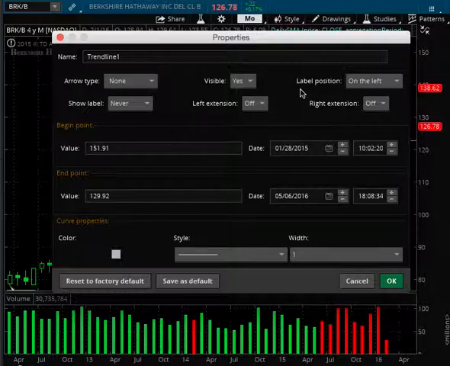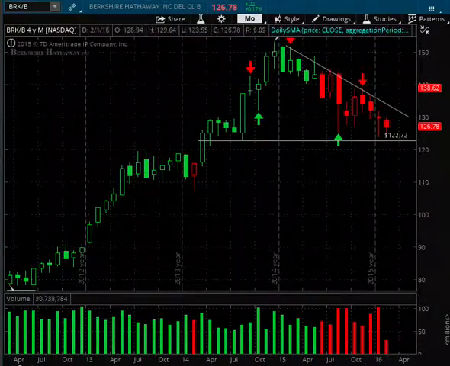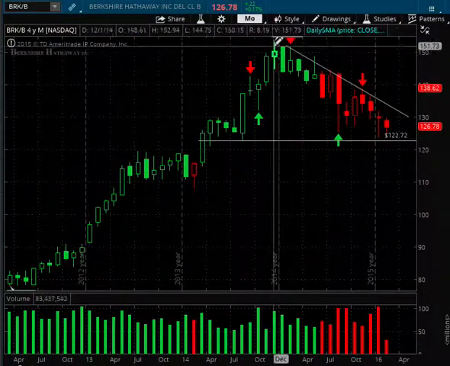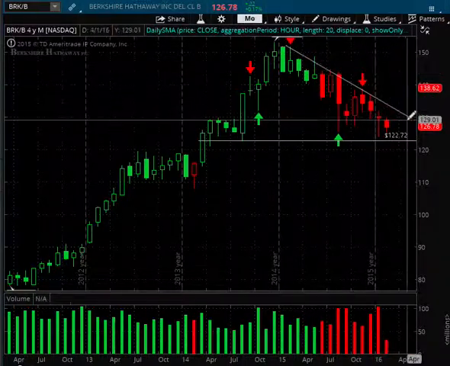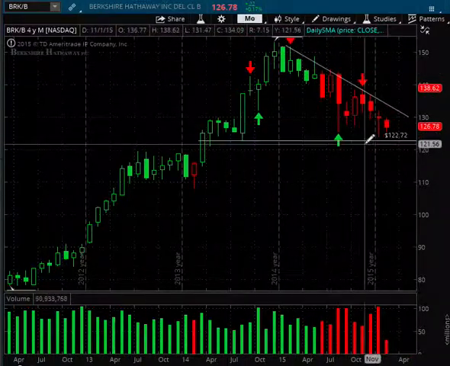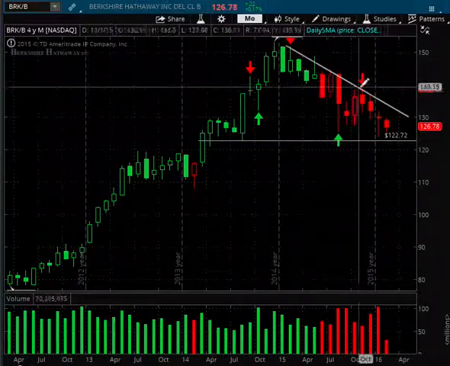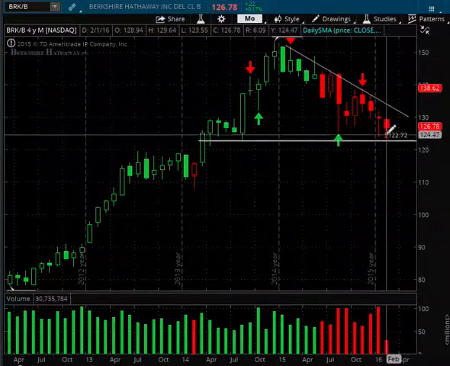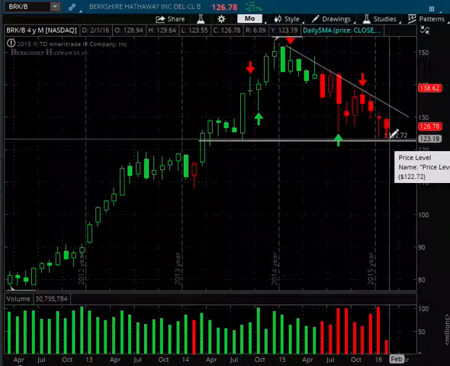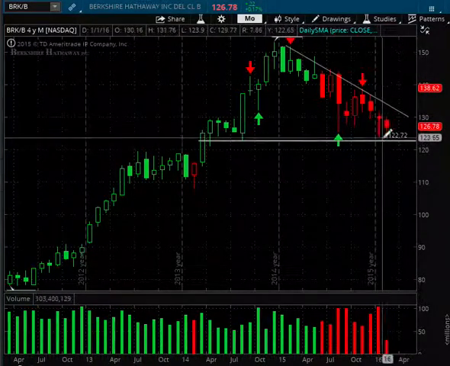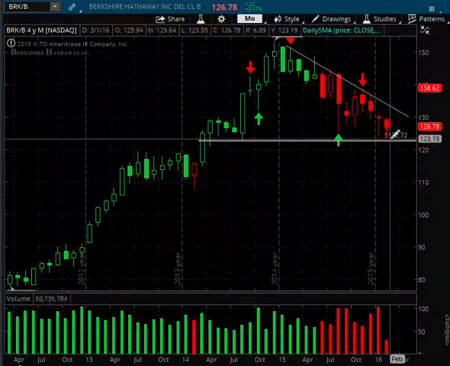Where's the extension? Can't find it. Huh. Interesting. Whatever the case, this is the trend line. It's not perfect. I'll go back and make it perfect. This is support. This is a trend line. If we get down to about this level, if you haven't bought Berkshire Hathaway yet, you definitely probably want to purchase some at the 122 level.